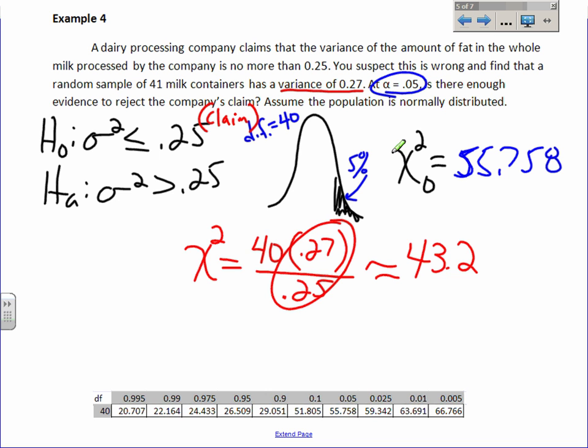So any questions on that one? Not too bad. Once you get this hypothesis testing down, it's really not that bad once you get the idea. It's almost as if the first section's the hardest one to figure out.